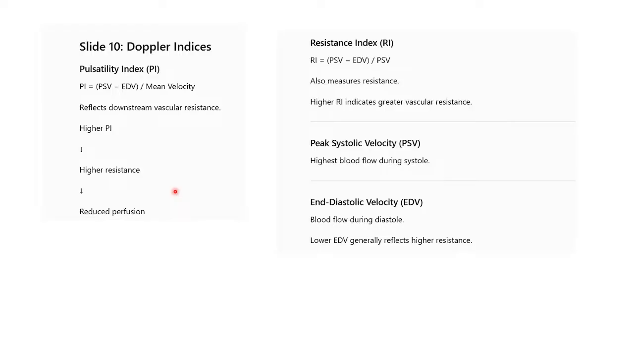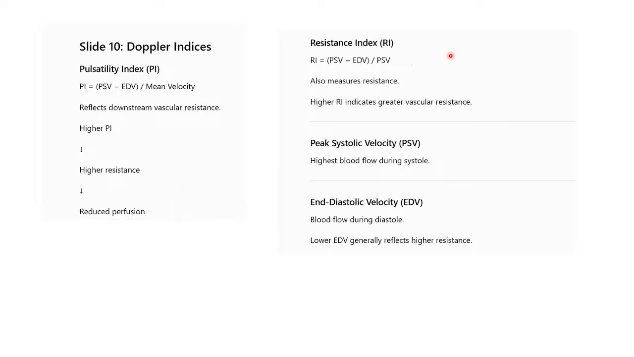The moment that you start to see a higher PI, it means that the perfusion to the uterus is going to be reduced. So we are starting to get a picture that implantation can be a problem because of the low perfusion that is going to ensue from the higher pulsatility index.